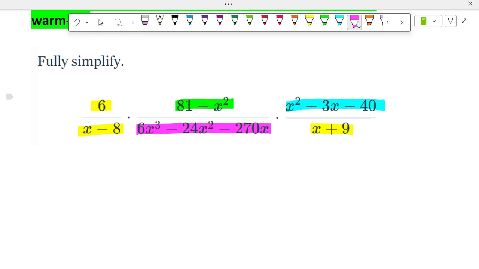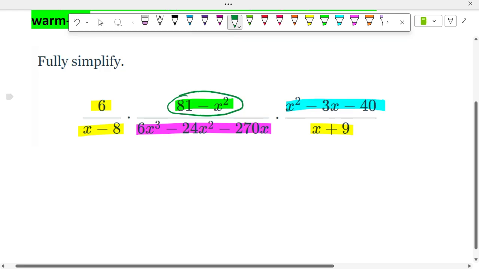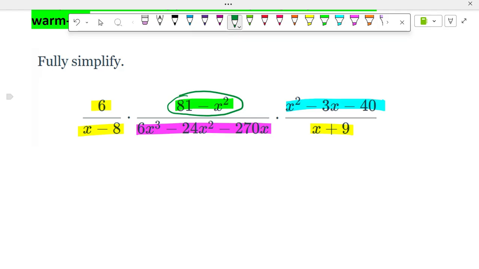Now, let's start with the green. So with the green, first off, what did I always tell you to do if you have one that looks like this? Flip it so the x is in the front. So I'm going to have this as negative x squared plus 81. And the reason I told you to do that is because now it makes it really easy to see that you have to do what first? Take out a what? A negative. Good. So this would be negative x squared minus 81.